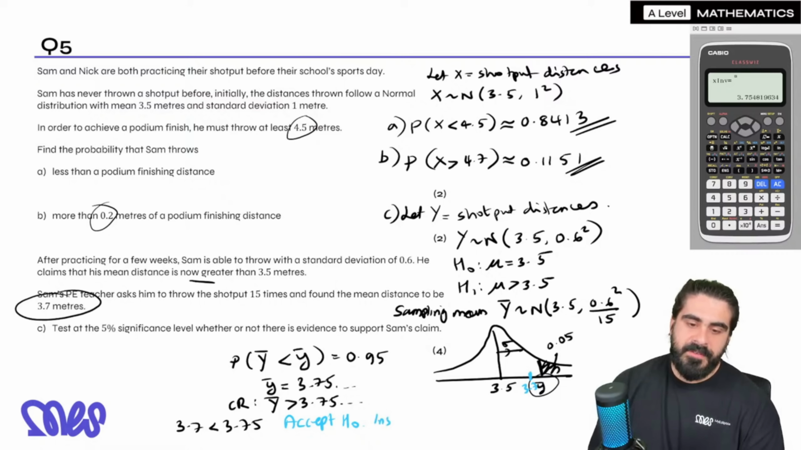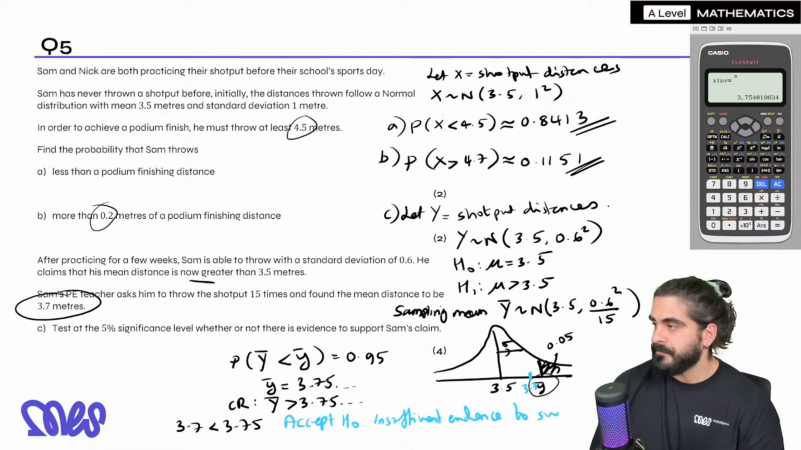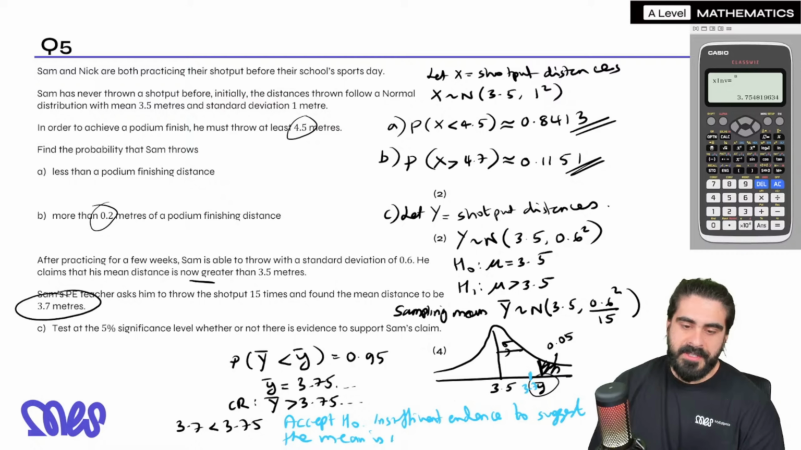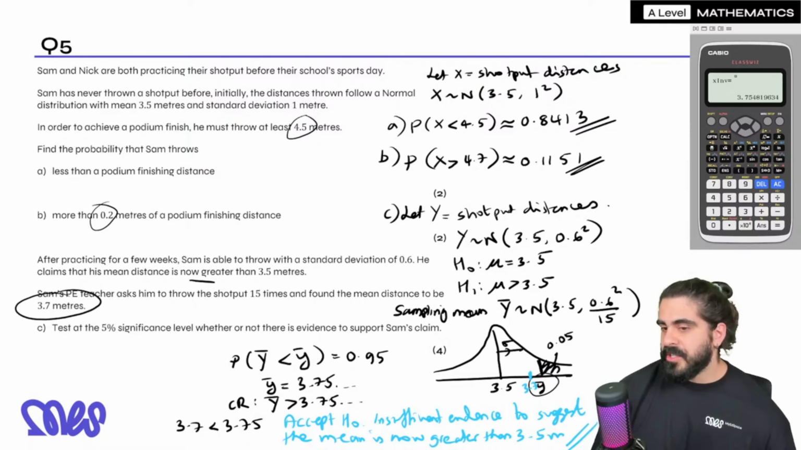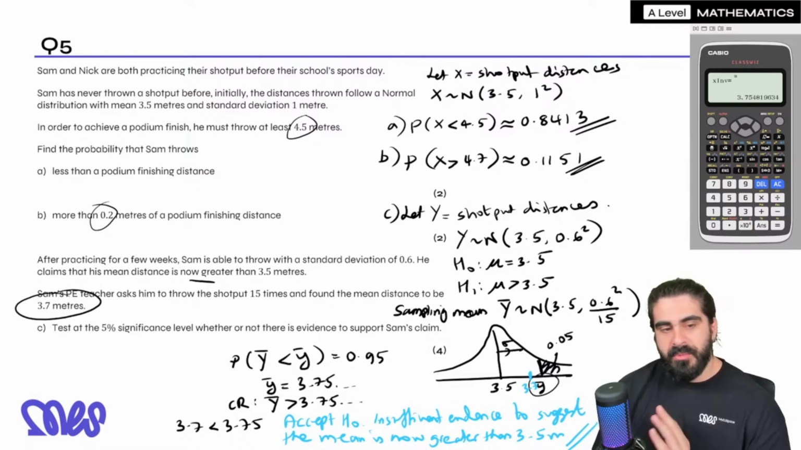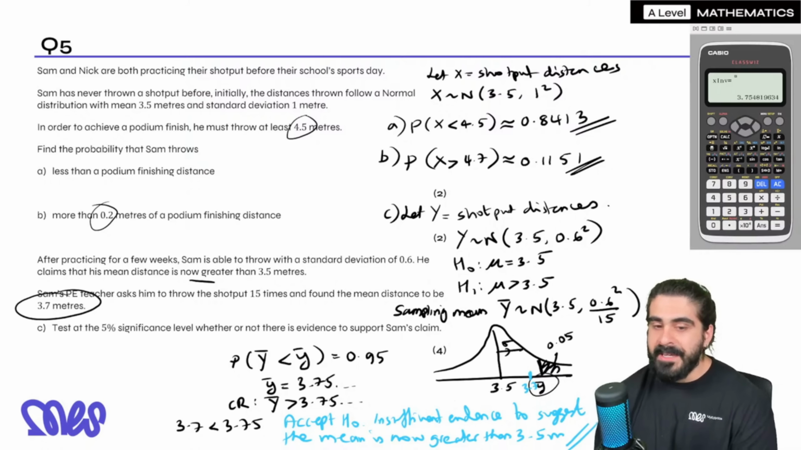There is insufficient evidence to suggest the mean is now greater than 3.5 meters. Yeah? But the other way you could have done it is you just find the probability of more than 3.7. You would have got a value bigger than 0.05, and then you conclude the same way.